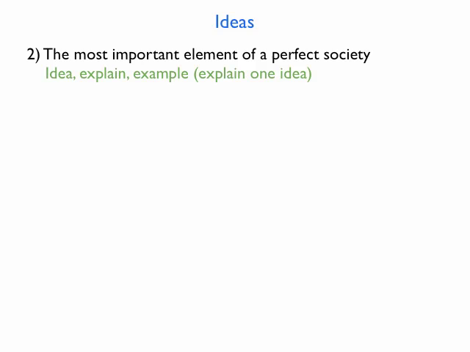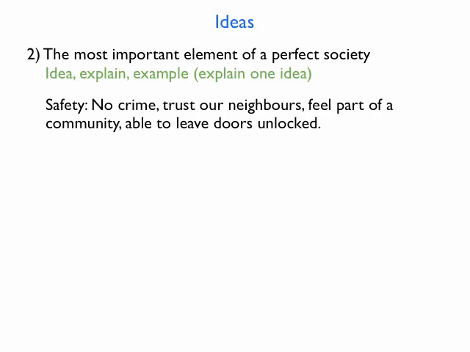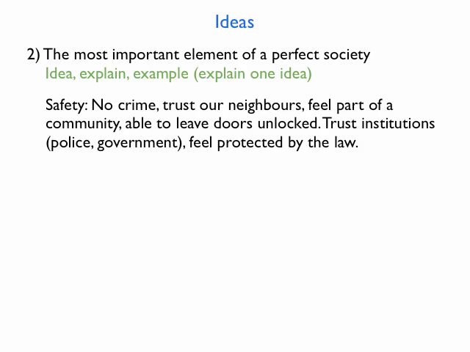As an example, I've chosen safety as my most important element of a perfect society. Safety could mean that there is no crime, we trust our neighbours, we feel part of a community, and we're even able to leave our doors unlocked without fear. Safety could also mean that we trust institutions like the police or the government, and that we feel protected from injustice by fair laws. We could say that safety is the most basic freedom.